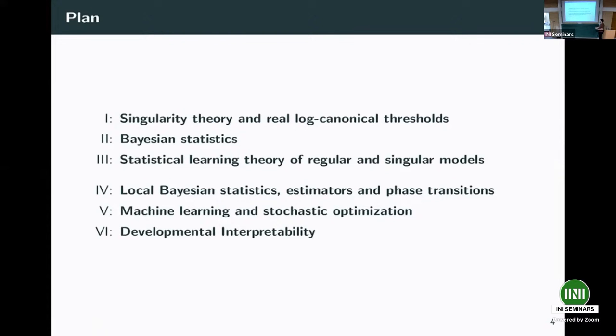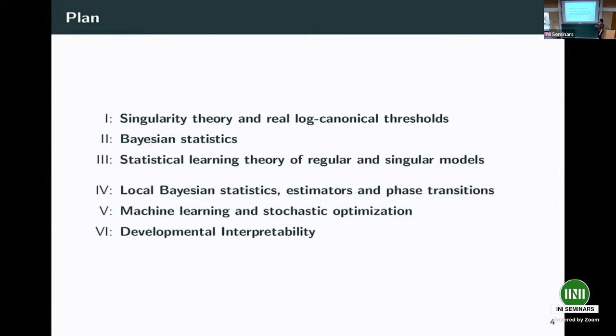Then I will set up a bit of Bayesian statistics, in the form that Watanabe uses for his result. The main result of Watanabe is an asymptotic result, and it is part of what's called statistical learning theory, specifically statistical learning theory for singular models, with the regular case being the very classical Bayesian statistics.